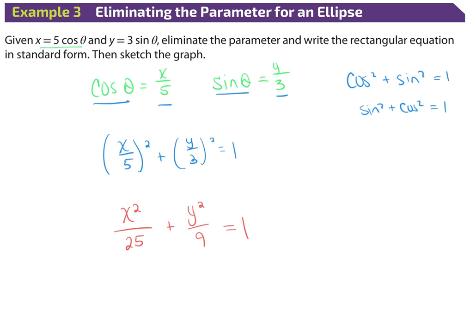How do I know that? My larger denominator affects my ellipse, right? My larger denominator. That's not true for hyperbolas, right? But it is true for an ellipse. So this is going to be elongated. It's going to be a stretched out circle elongated on my horizontal.